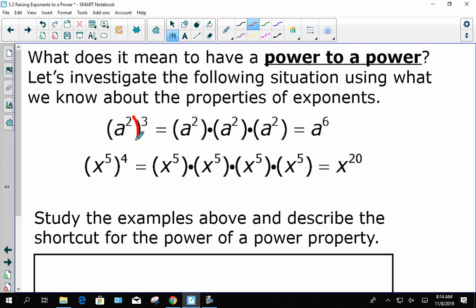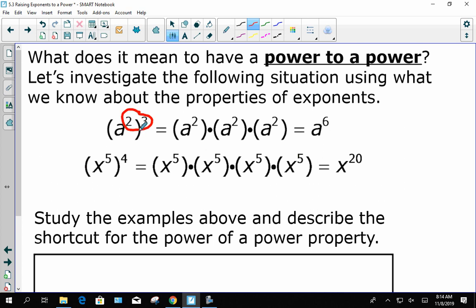See that right here? That's a parenthesis. When you have 2 times 3, you multiply. Well, this is the same thing. This is a squared raised to the third power. So this is a squared times a squared times a squared. 2, 4, 6, it's a to the 6th power. But you don't need to do that. All you need to do is just know to multiply the two small numbers.